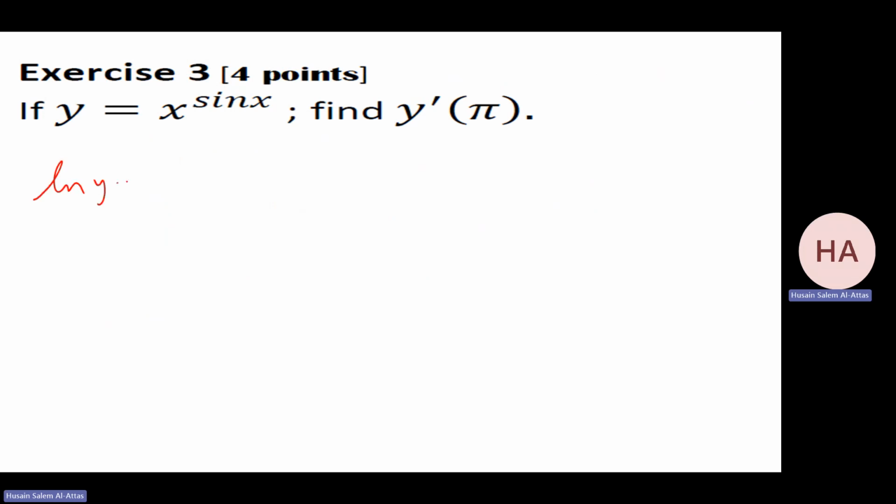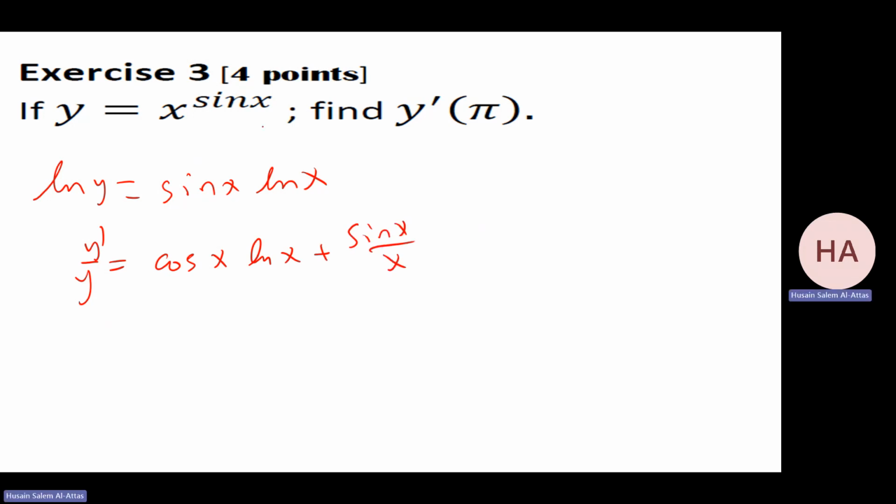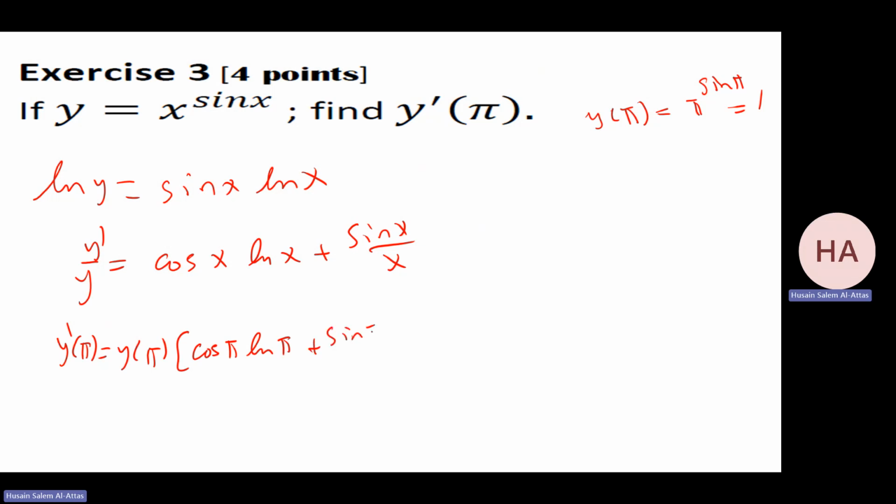Ln y will be sine x ln x. Y prime over y will be cosine x ln x plus sine x over x. Y prime at pi will be what? Y at pi, I mean. It will be pi sine pi, which is pi to the power 0, which is 1. So y prime at pi will be y at pi times cosine pi ln pi plus sine pi over pi. Sine pi is 0. This is minus ln pi. And this is 1. So the answer is minus ln pi.